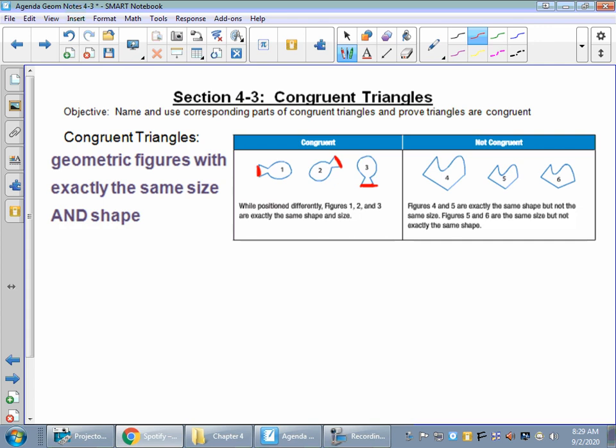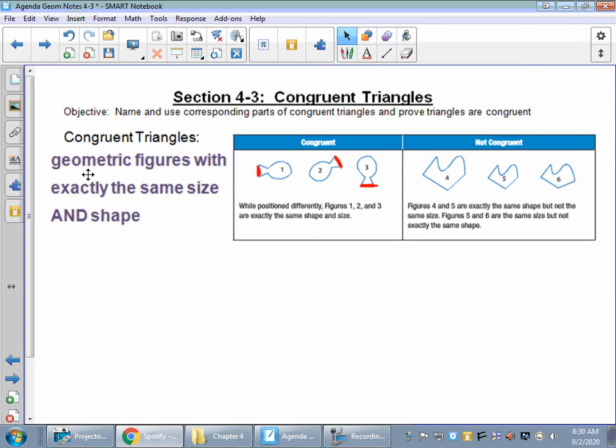Where it's different is in the box on the right, where you can see these figures, although they're the same shape, they're not the same size. And so there's a difference between being congruent. You have to be the same shape and the same size.